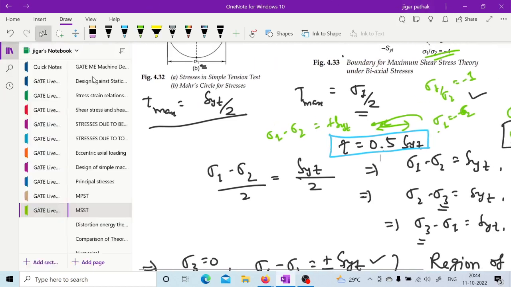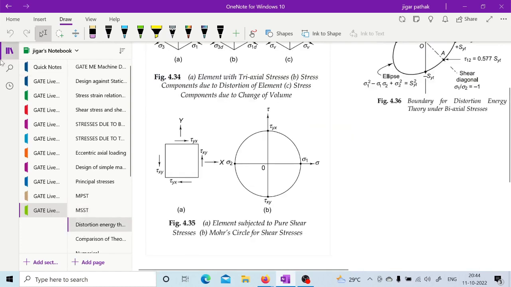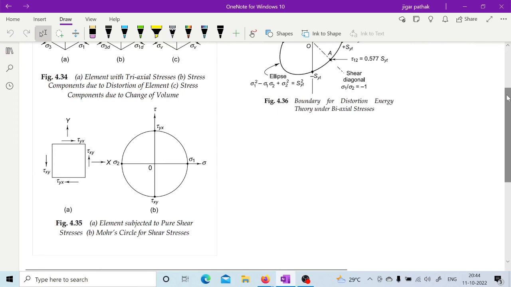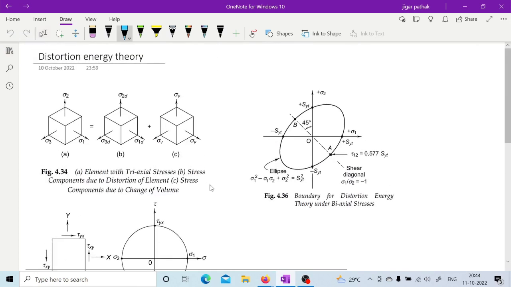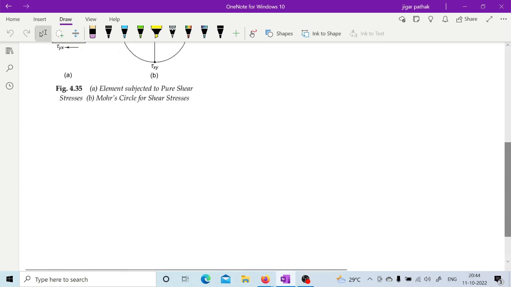Now once the maximum shear stress theory is done, you have the distortion energy theory. The distortion energy theory considers that failure is going to occur when the strain energy per unit volume of the component under application exceeds the strain energy per unit volume at the point of failure in the tension test. So first we have to see what this strain energy is.